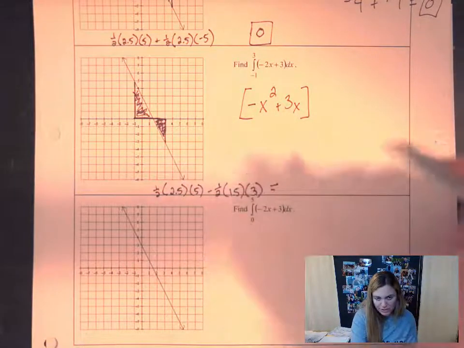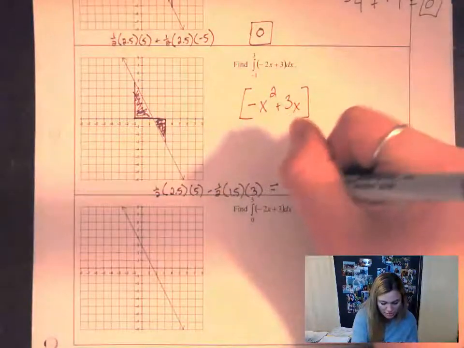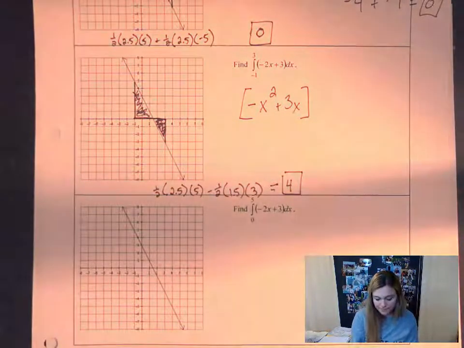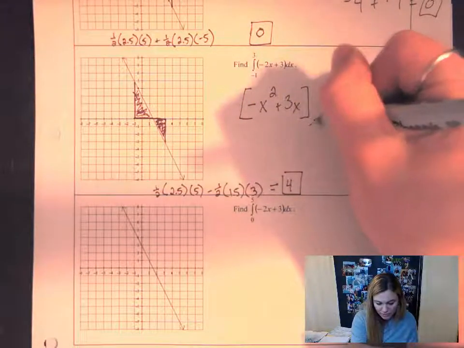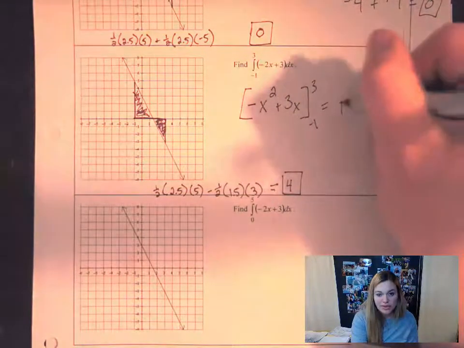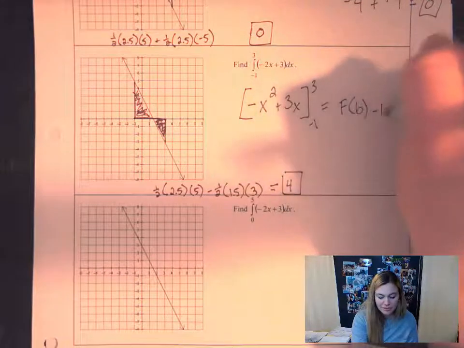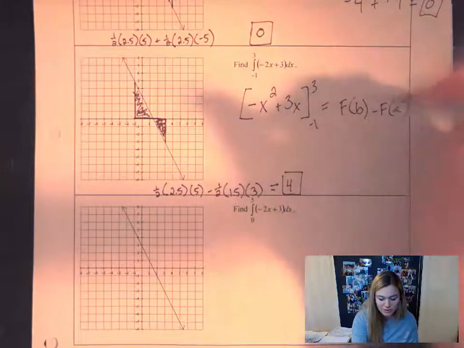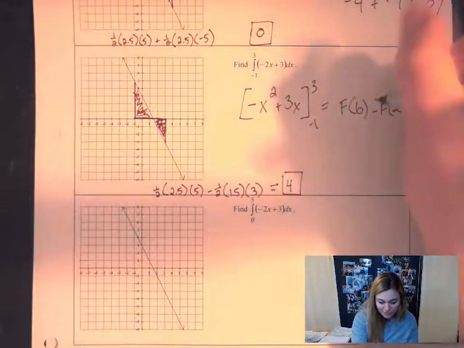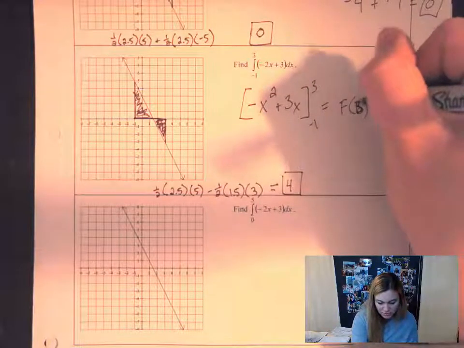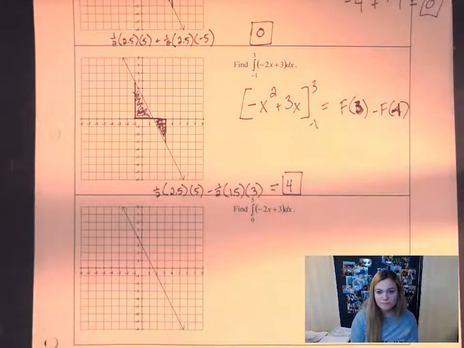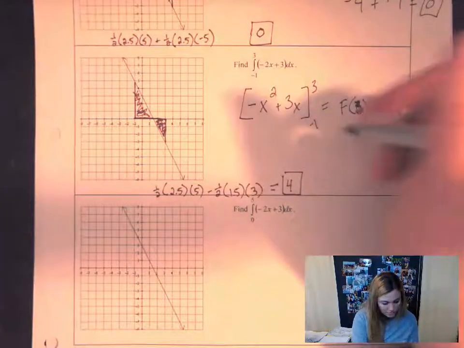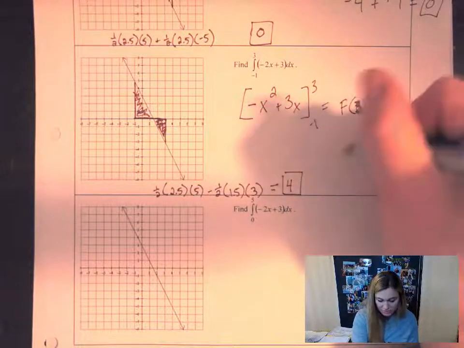By the way, check and see what you got done here. You should get 4. Up here, we're evaluating from -1 to 3. Remember, it's always f of b minus f of a. So you take whatever the antiderivative is. And this b, I should have filled that in. 3, -1. Okay, you try.